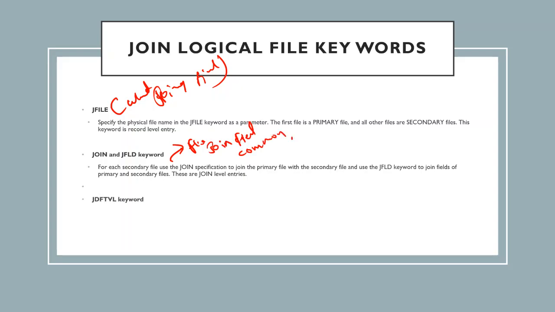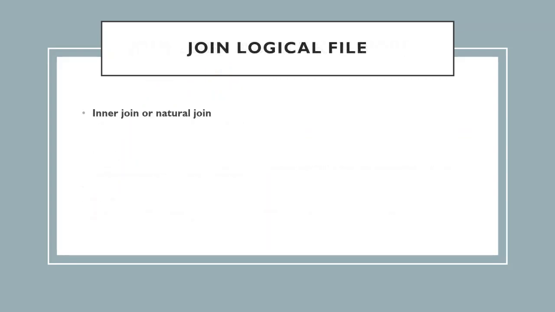So next, J default value. J default value will be used for another type of join logical file. I'll explain that, but for now you can refer to this J default value. So these are some important keywords.